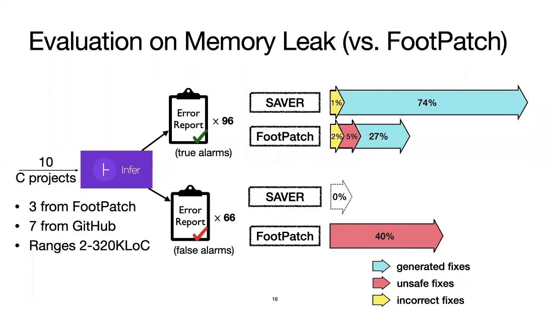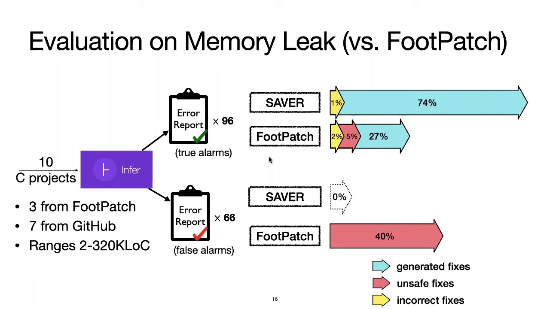From now on, I'm going to show the evaluation of our technique. We evaluated SAVER by comparing the fixed ratio for the Infer-detected leaks from the projects. We collected 3 projects from the FootPatch benchmark set and 7 from GitHub. Their lines of code range from 2,000 to 320,000. For those benchmarks, Infer produces 96 true alarms and 66 false alarms.